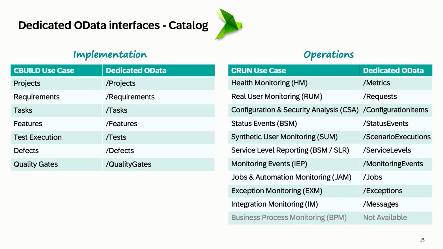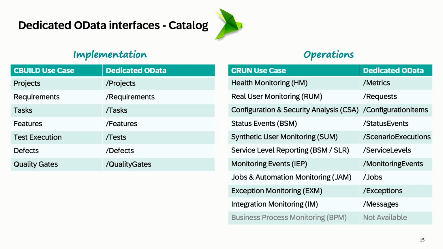So this is the catalog. As I mentioned, we covered the implementation last year. So all implementation providers now have a dedicated OData interface. And this year we covered the operation. We nearly finished. We miss the business process monitoring. We just released the integration monitoring based on the generic one, the one I just mentioned. So you have access to, again, all message types through this one.